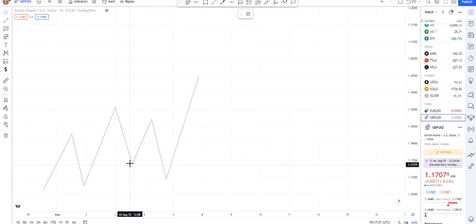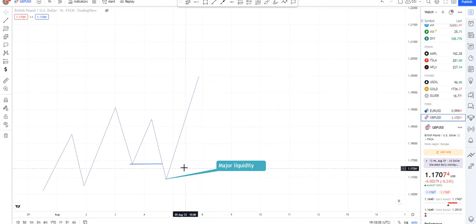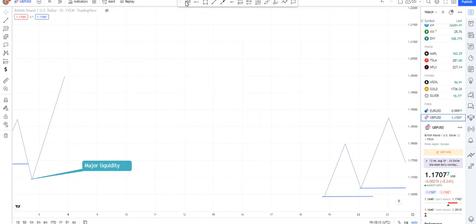This is an inducement here. Okay, so this is an inducement, and we can refer to this point as major liquidity. Major liquidity. Okay, so major liquidity right there. Okay, so it can look like this, or it can look like this.